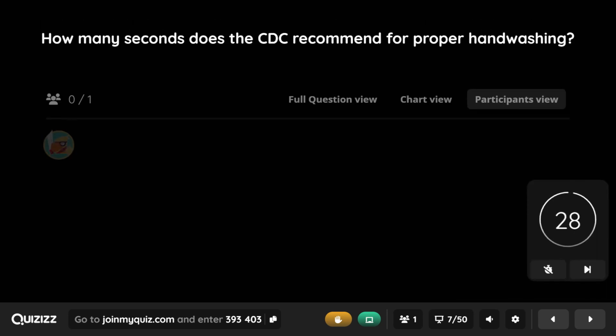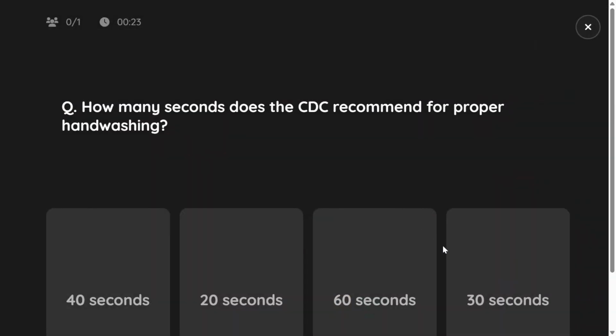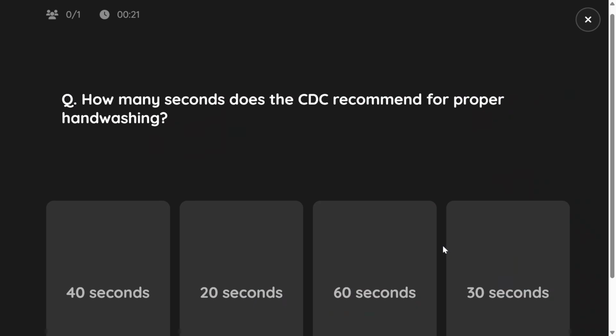How many seconds does the CDC recommend for proper hand washing? Okay, is it going to be 40 seconds, 20 seconds, 60 seconds, or 30 seconds? What is the proper amount of time to wash your hands? Got a couple more seconds left on this one. If you guys are wondering where the clock is, it's in the upper corner. This is what I'm looking at as we're going through the time.